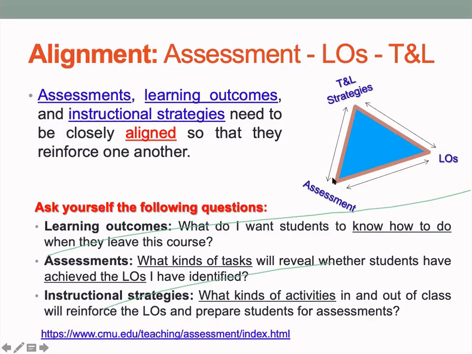To make sure these three components are aligned, ask yourself the following questions. About the learning outcome, for example: what do I want students to know how to do when they leave the course, meaning when they complete the course? So this is about the learning outcome.